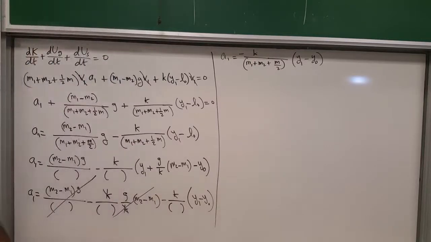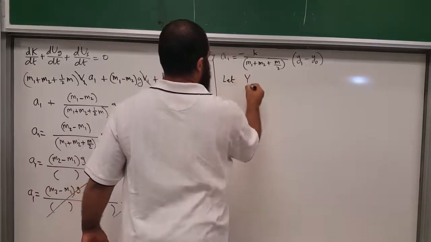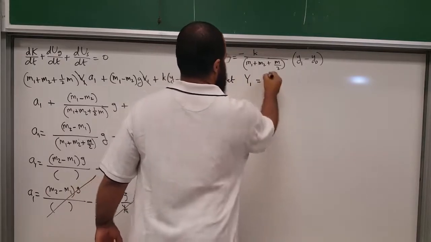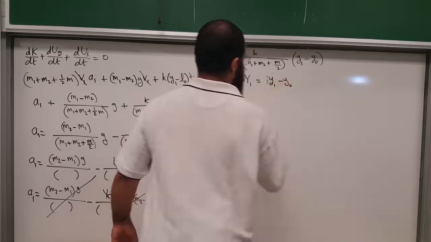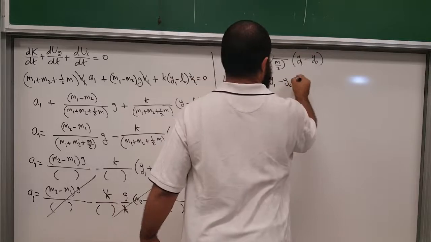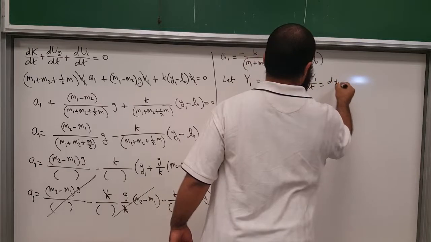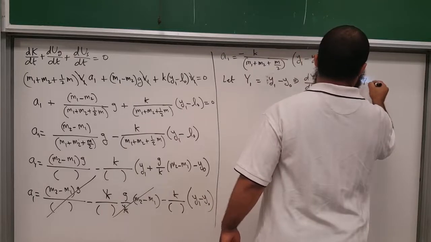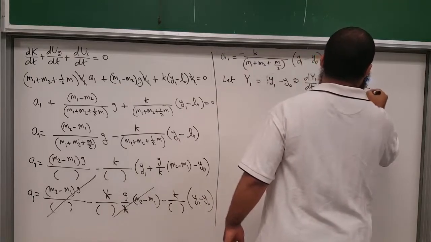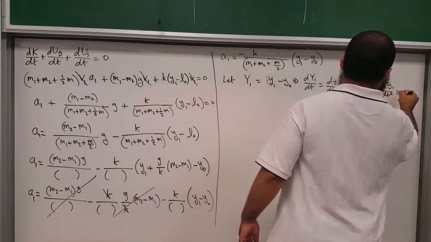So now, if we make a change of variables, if we let capital Y or capital Y1 equal to little y1 minus y0. y0 is a constant, so let's take the derivative of this, then dY1/dt will equal to d little y1/dt, and the second derivative of capital Y1 with respect to t will equal to the second derivative of y1, which is equal to a1.